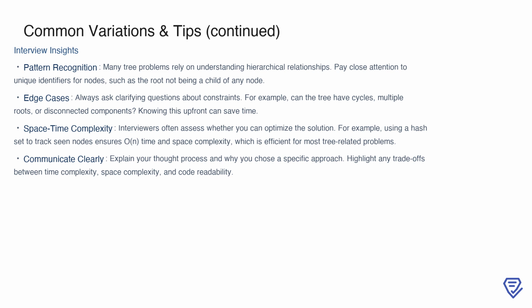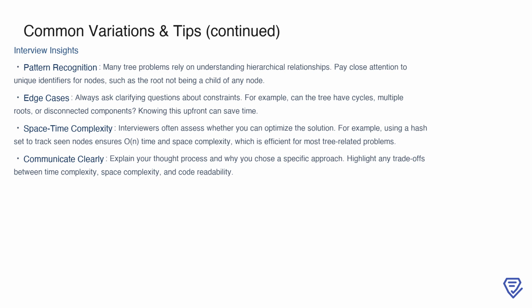Recognizing patterns is key. Many tree-related problems boil down to understanding hierarchical relationships. For instance, the root node is unique because it doesn't appear as a child of any other node. Being able to identify these patterns quickly can save time. Additionally, addressing edge cases is crucial. Always clarify constraints with your interviewer. Ask questions like whether the tree can contain cycles, multiple roots, or disconnected components. Knowing these details upfront allows you to tailor your solution appropriately.